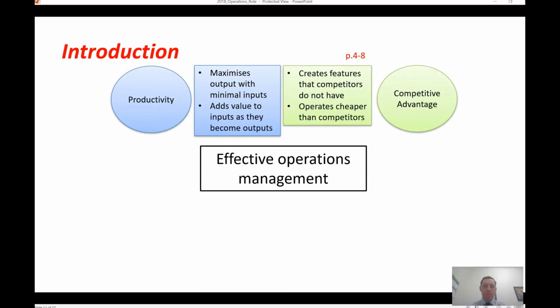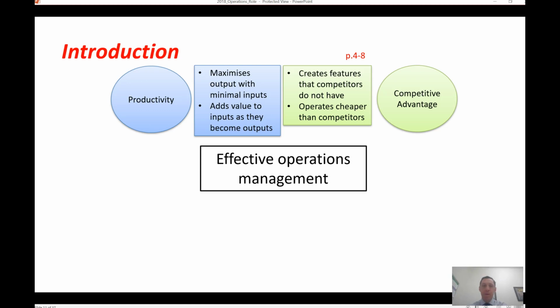Okay, so what does effective operations management look like? It has a couple of different realms or contexts. Number one, it's about productivity. So how do we get the most output? How do we achieve the most gain from our inputs?